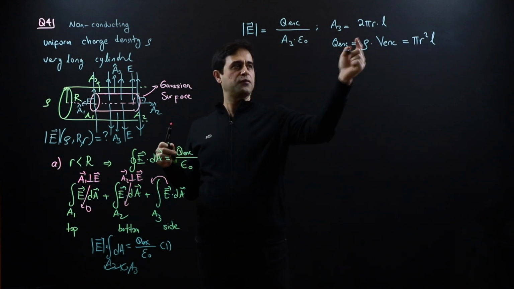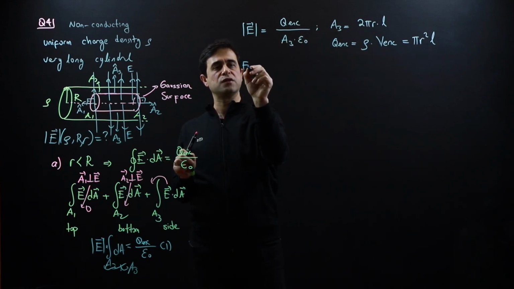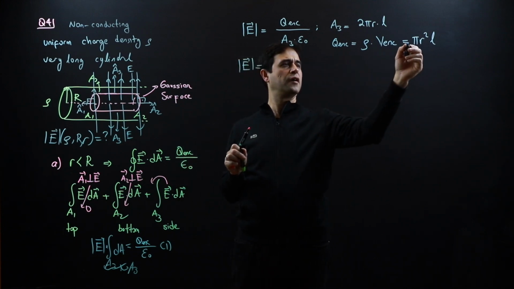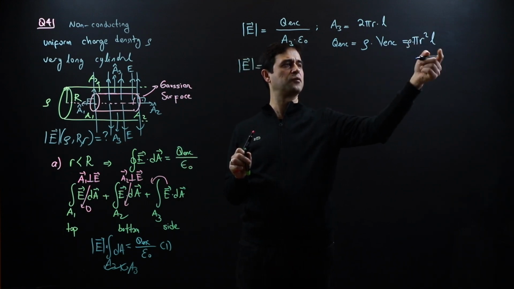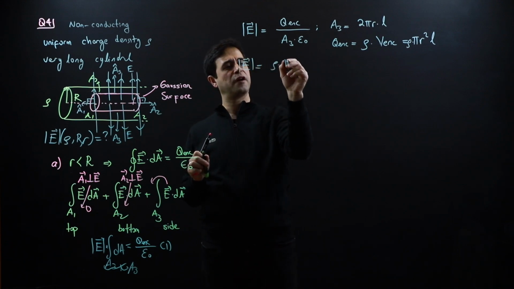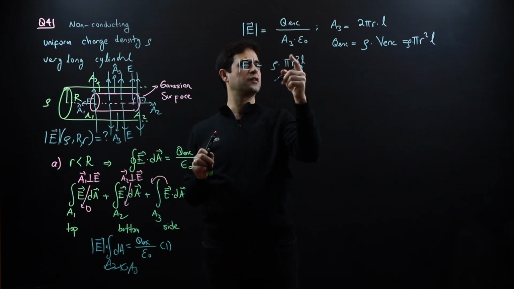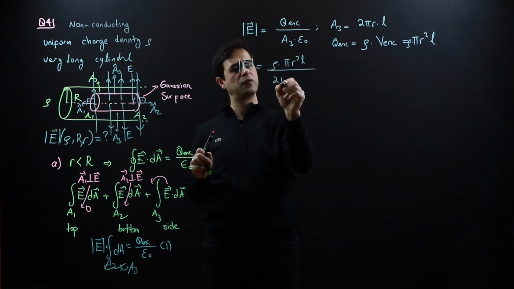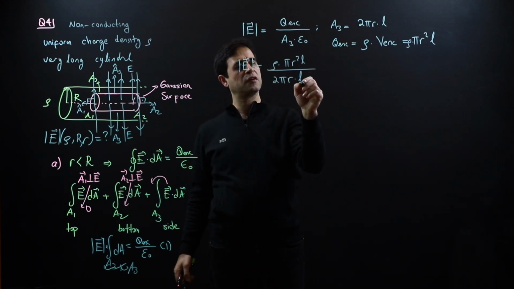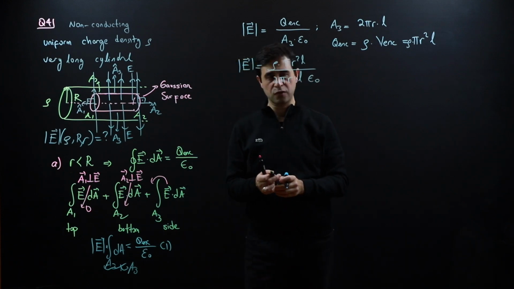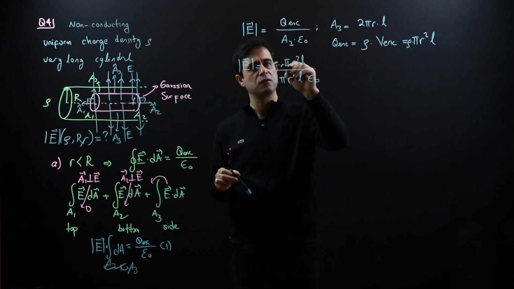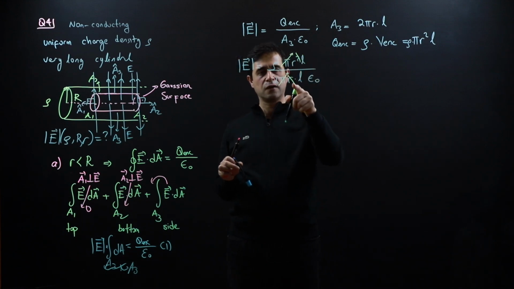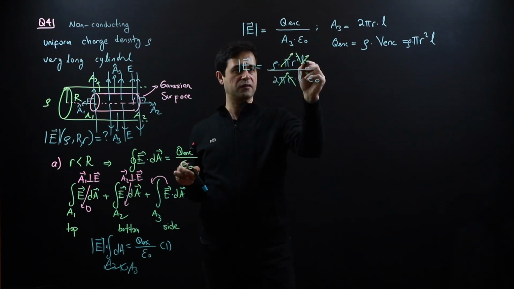Okay, so if we substitute these into this equation, the magnitude of E is going to be Q enclosed, which is rho times pi r squared times L, right? That's Q enclosed, all divided by the area, which is 2 pi r times L, and there's an epsilon 0 here. So there's a nice cancellation here. You see that the pi's cancel, one of the r's from the square gets canceled, and the L's cancel as well.